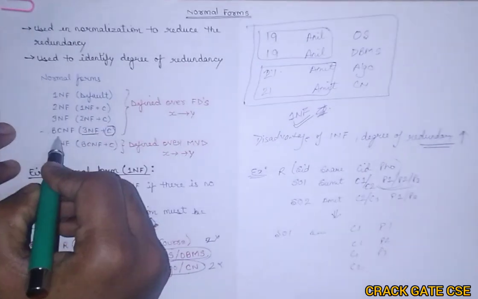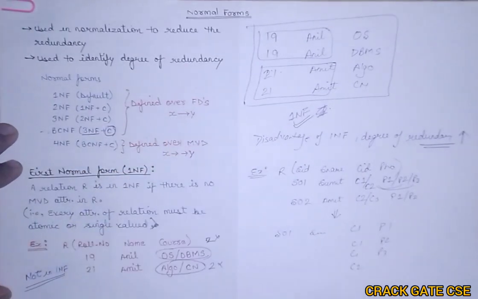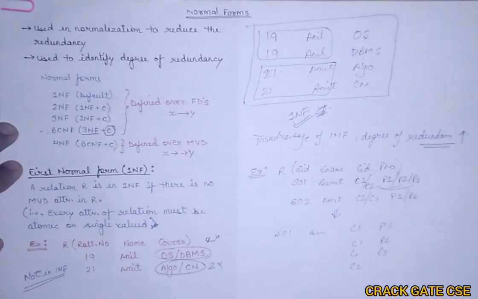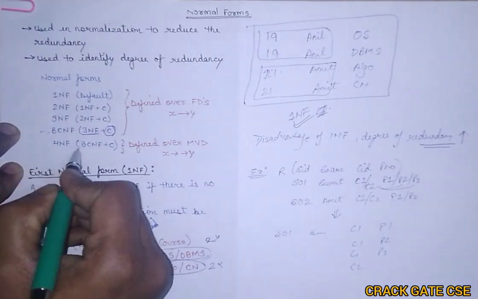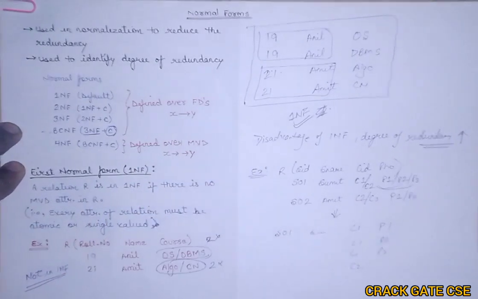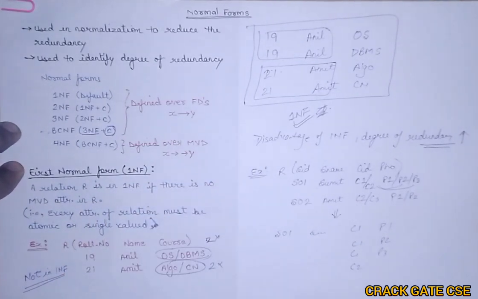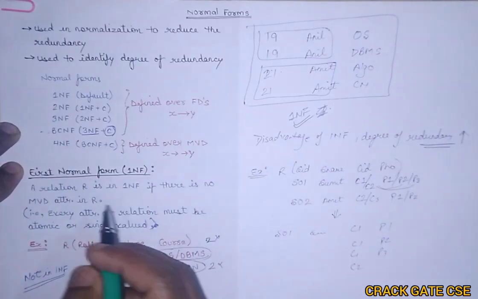1NF to BCNF are defined over functional dependency, or we can say single valued functional dependency, because in single valued functional dependency every attribute has only a single or atomic value. 4NF is defined over multi-valued dependency, which means each attribute may have more than one value. We will understand this with the help of an example.